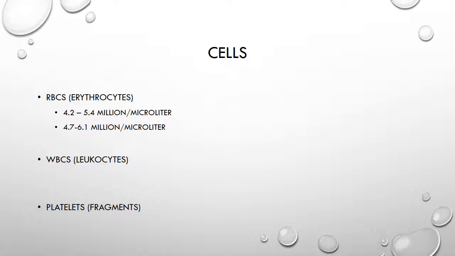So when we look at the RBCs, there are two different categories of normal. Remember, we have female versus male. The 4.2 to 5.4 million per microliter is the normal for a female adult patient, and the 4.7 to 6.1 million per microliter is the range for a male patient. White blood cells are normal for both male and female at 5,000 to 10,000. For platelets, the normal is 150,000 to 400,000, for both male and female.